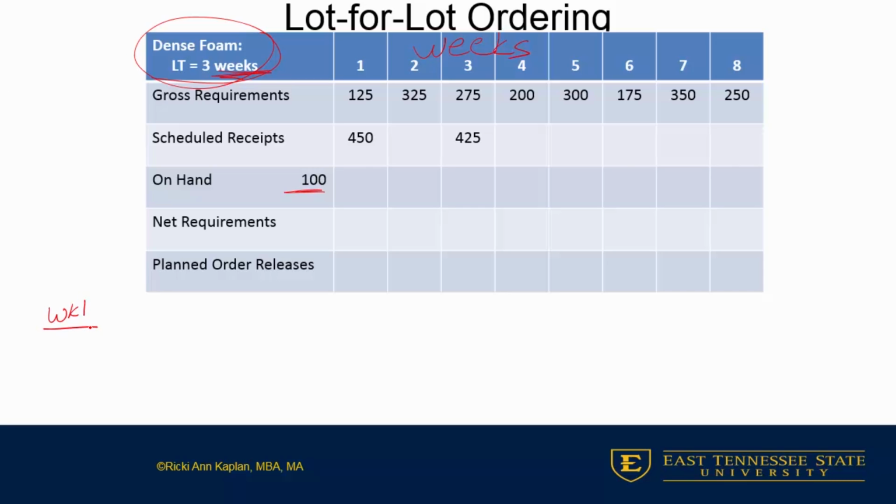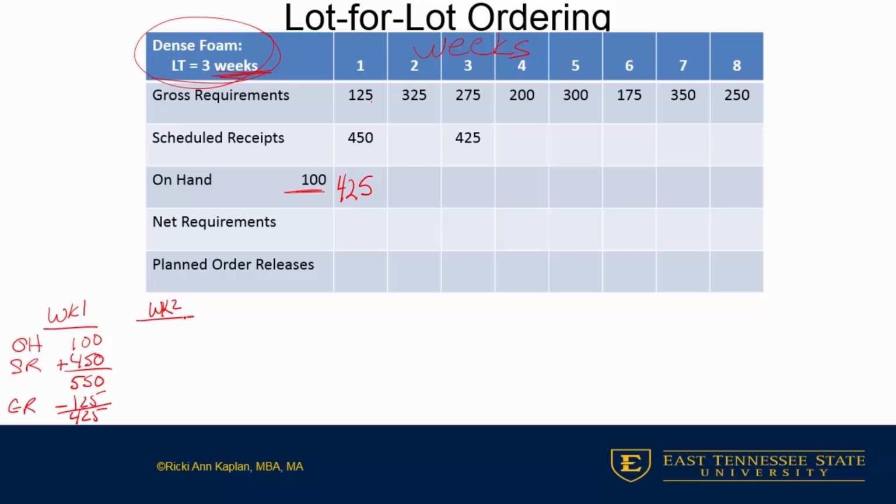And I'm going to start with week 1. On hand, week 1, I have 100 units of my dense foam. I have a scheduled receipt coming in of 450 units. If I do my math right, that means I have 550 units that I'm able to use at this point. My gross requirement for week 1 is a subtraction. I plan on using 125 units. That would leave me 425 units at the end of week 1. So up here on hand, end of week 1, I'm going to write 425 units because that's how much I have left over. The end of week 1, I have 425 units of dense foam on hand.